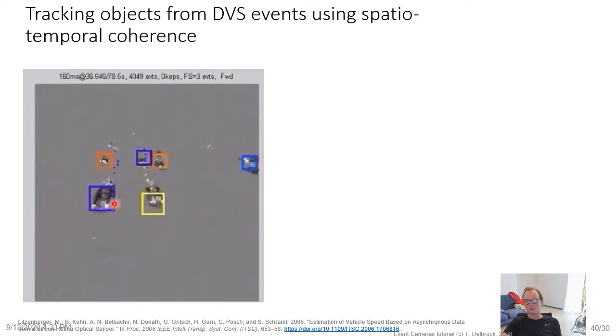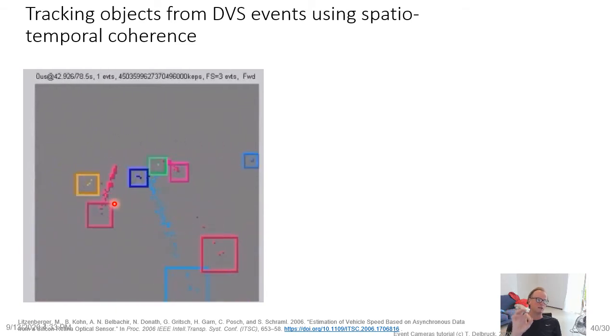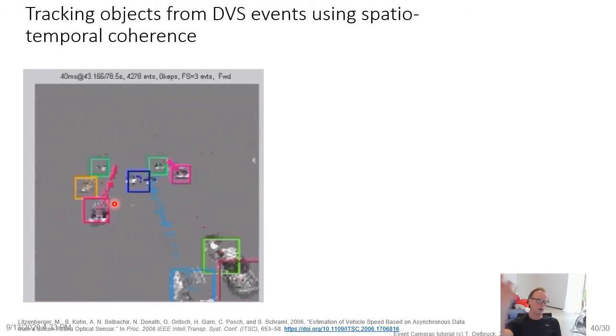And the way this algorithm works is it exploits the fact that these cars emit these spike events like a sparkler, the kind that you light at Christmas and wave around. And so now you can imagine tracking the cars just by forming a model of the car and then dragging the model along with the events.